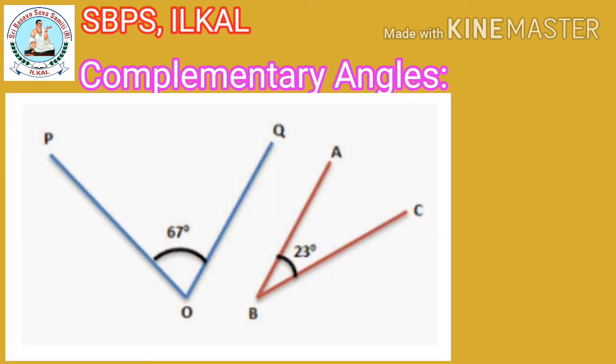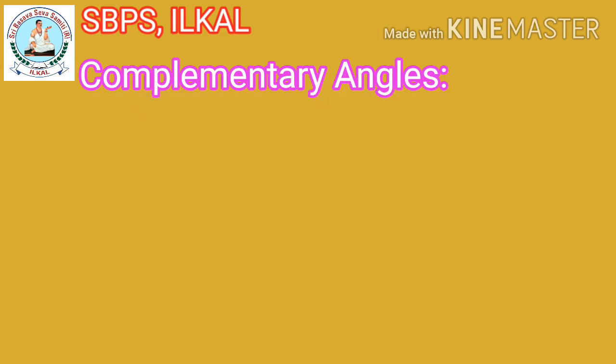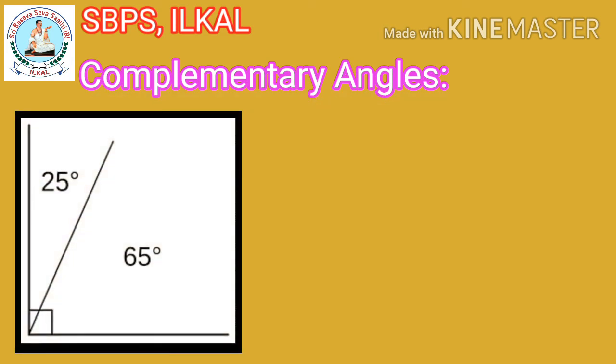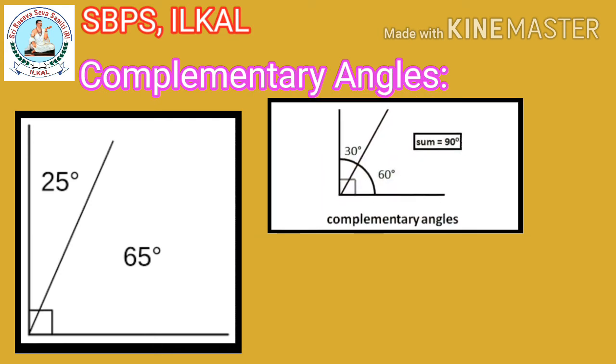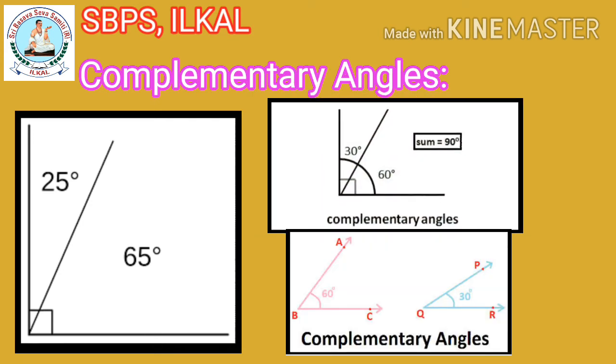Observe here, children. Angle POQ is equal to 67 degree. Angle ABC is equal to 23 degree. 67 degree plus 23 degree is equal to 90 degree. Is it? Therefore, angle POQ and angle ABC together we can consider as complementary angles. Observe some more examples, children. 25 degree plus 65 degree is equal to 90 degree. In the same way, sum of 30 degree and 60 degree is equal to 90 degree. These two also we can consider as complementary angles.